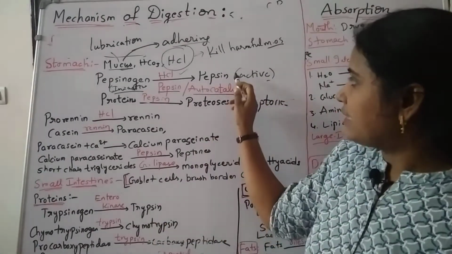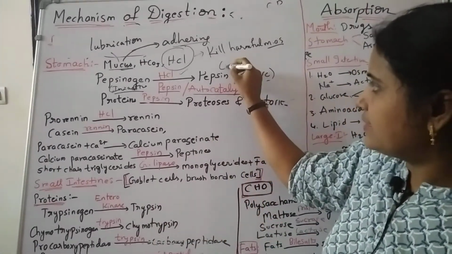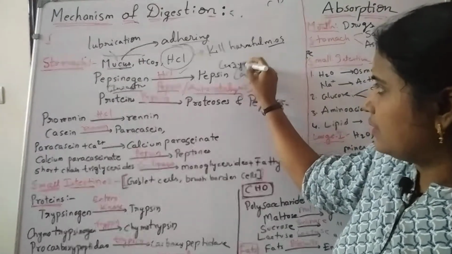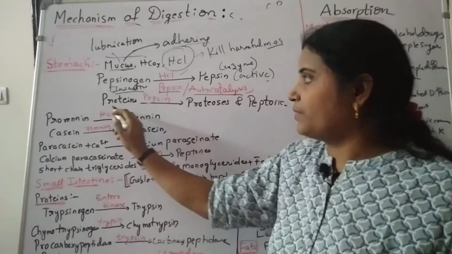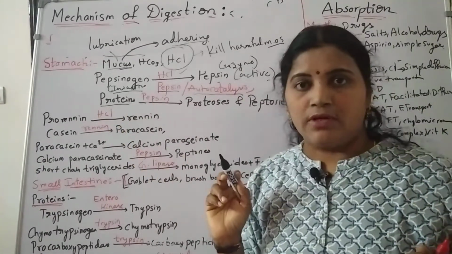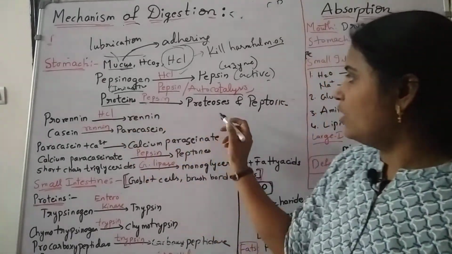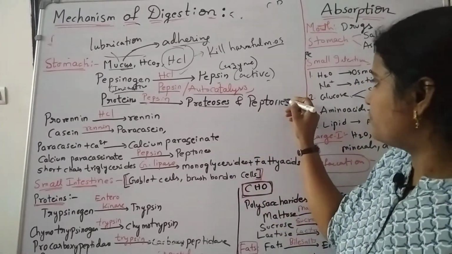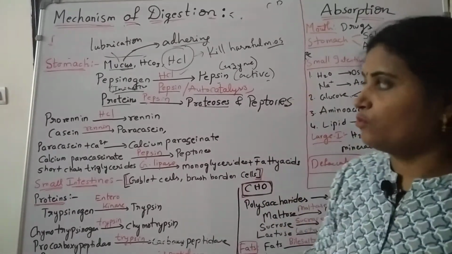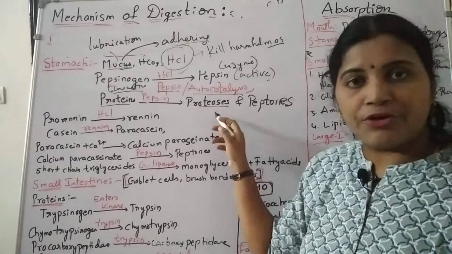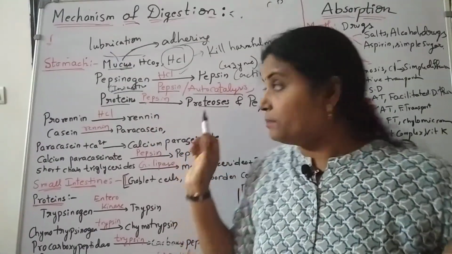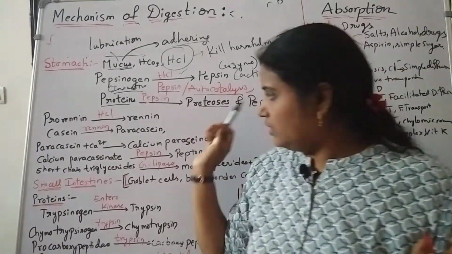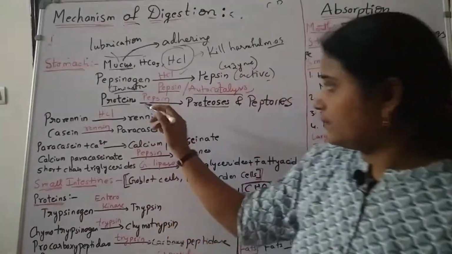Next, this active pepsin. Pepsin is an enzyme, right? So this pepsin is responsible for the breakdown of the proteins. Breakdown of the proteins into what? Proteoses and peptones. Proteins are going to be broken down into proteoses and peptones with the help of the enzyme pepsin. Remember the mechanism. Okay, so that is about the proteins.